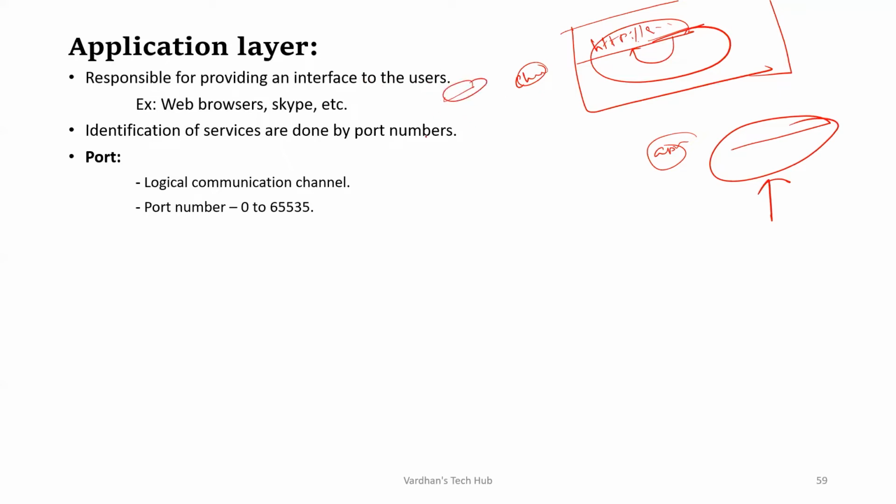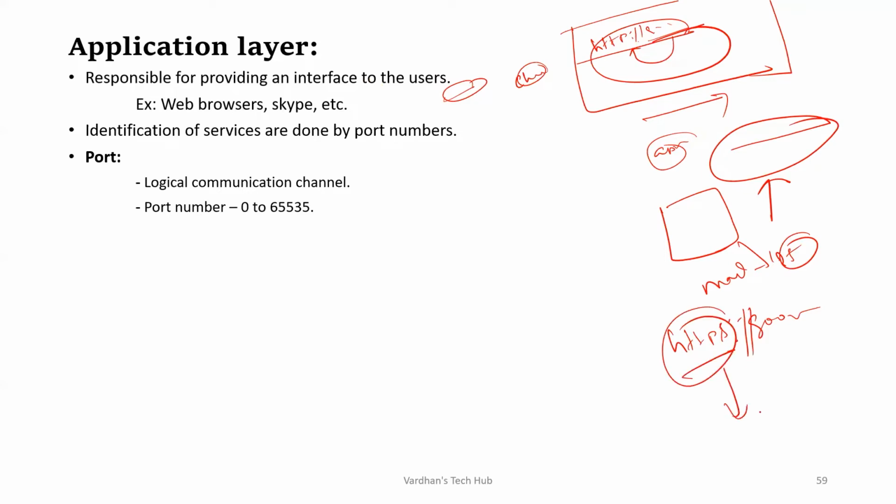The services that run, for example a mail server, run with a port number, that is 25. A browser runs with a service, that is https. These services are identified by port numbers, so identification of services is done by port numbers.